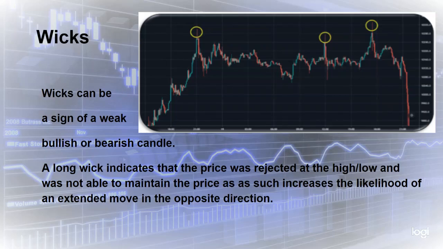So wicks are very important on the candles. So these are what wicks are. I mean, you can sort of call them wicks or tails. Obviously they're called wicks because you get a candlestick, literally candlestick, and then the wick is the little bit that sticks out the top.